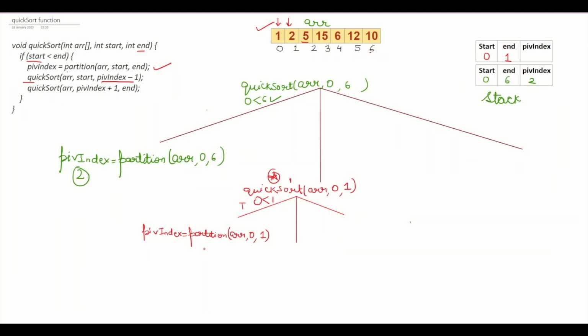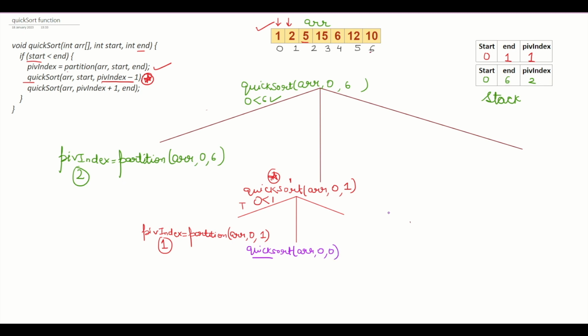So the PIV index that we have got from partition function is 1. Let's put that in the stack here. And now we will be executing this statement. So let's invoke a quicksort. Here we are going to pass the array. There is no change in the array. And the value of start, which is 0. PIV index minus 1. So 1 minus 1 will be 0.